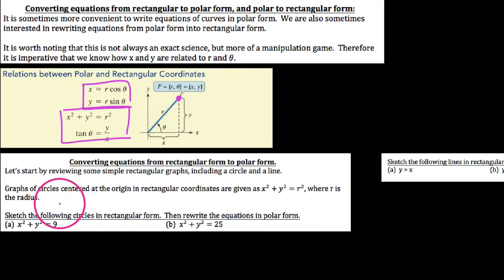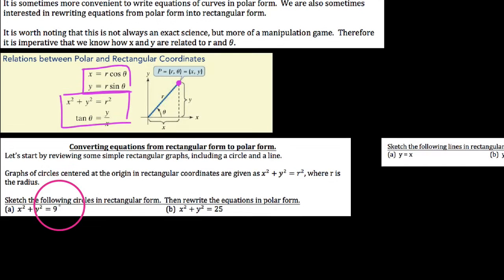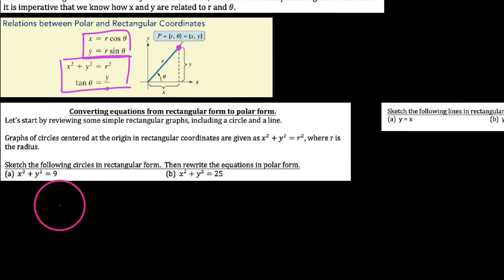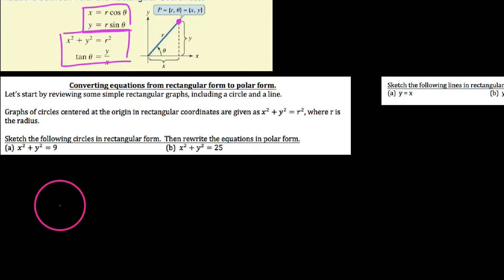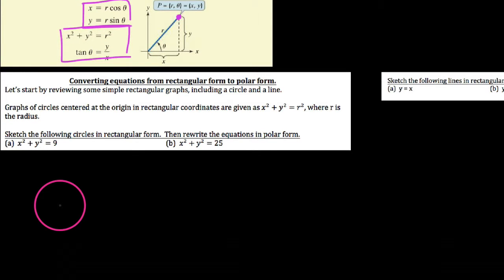And so one thing I kind of want to start with is the equation of a circle that is centered at the origin. This is just a type of equation that we often deal with in polar form. So we're going to say that graphs of circles centered at the origin, or centered at 0, 0, in the rectangular coordinate plane are given as x squared plus y squared equals r squared, where r is the radius of our circle here.